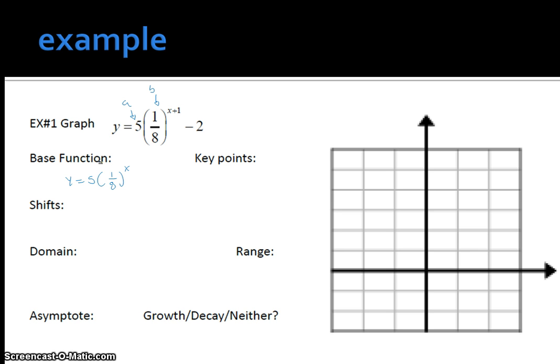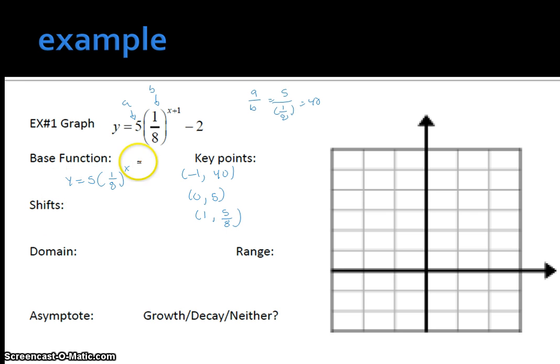So the key points that we're going to use, it's minus 1 and then a over b. So it's going to be 5 over 1/8. So a over b is 5 over 1/8, which is 40. So we have minus 1, comma 40. Remember, you multiply by the reciprocal. 0, comma a, so 0, comma 5, and 1, comma a times b. A times b is 5/8. Okay, so these are going to be the key points that we're going to use.